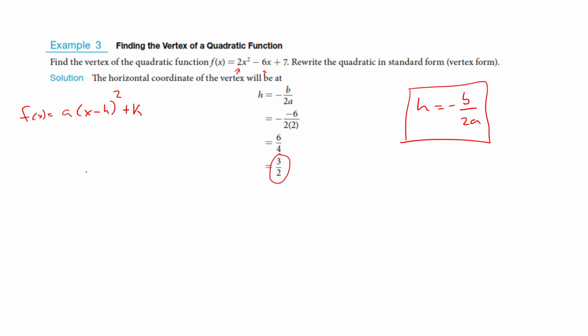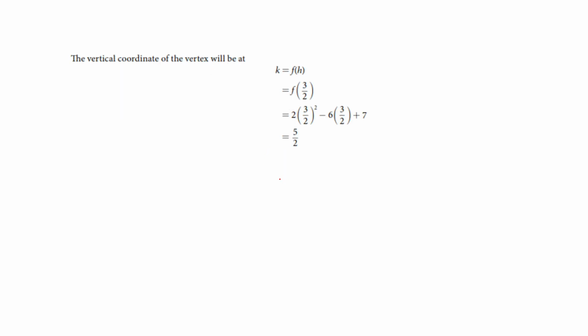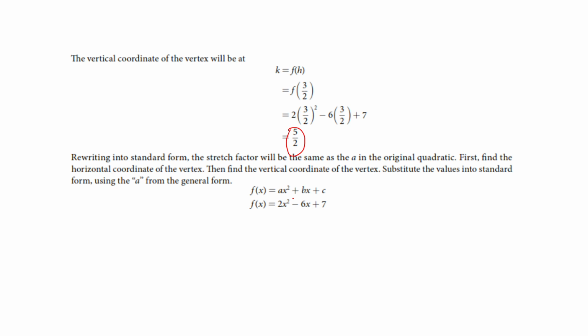All right, that's what we have so far. Now, how about the k? How would we find that? Well, k is the y-coordinate for the vertex. If this is the x-coordinate, all you got to do is plug it in, and you'd find the value that partners up with 3/2. So I'm plugging that into the equation, crunching it down, and I find k to be 5 over 2.